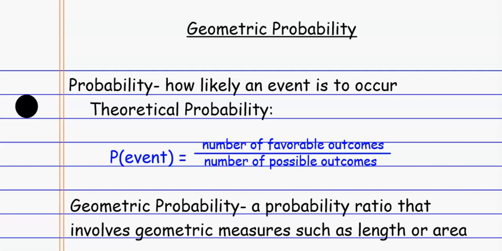If you recall, probability is just how likely it is that an event is going to occur. We calculate theoretical probability by doing the number of favorable outcomes over the total number of possible outcomes, which is essentially just us saying the probability of a certain event is how many ways we can get that thing to happen over the total number of possibilities. That's what probability is. That's how it's calculated.